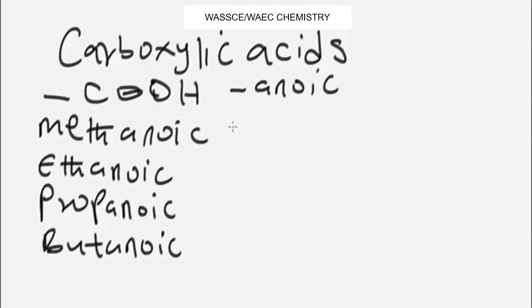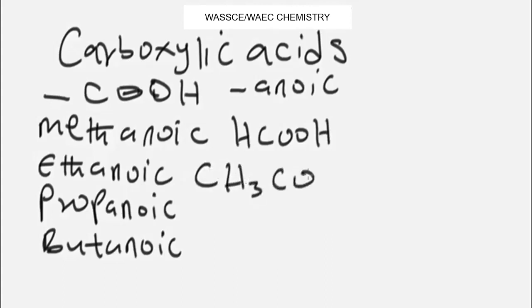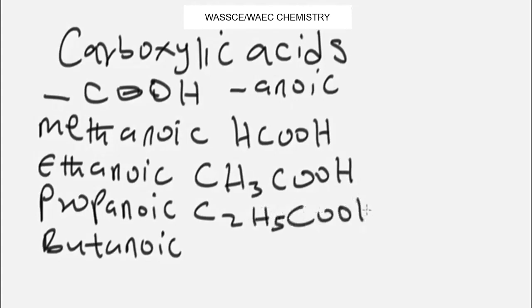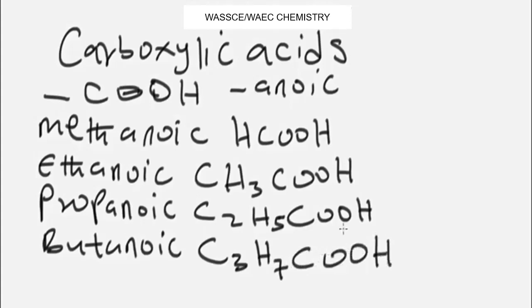The chemical formula for methanoic acid is HCOOH. That of ethanoic acid is CH3COOH. Propanoic acid is C2H5COOH. For butanoic acid, we have C3H7COOH. So guys, just know these basic four, their names and their chemical formulas. Very, very important for organic chemistry. So just get used to these four carboxylic acids and you'll be good to go under this topic.